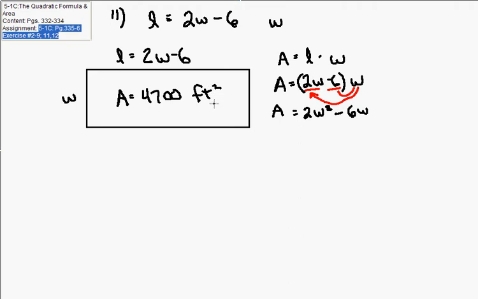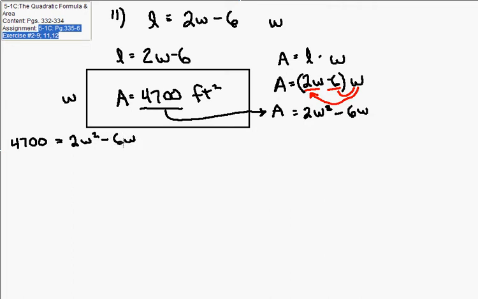So for the C part of this, they want you to find the length and the width. So we're going to do somewhat similar to what we did in problem 9. We're going to substitute in this 4,700 for the A in our equation. So we'll go 4,700. Let's move that over just a bit so we have more room to work. 4,700 is equal to 2w squared minus 6w.